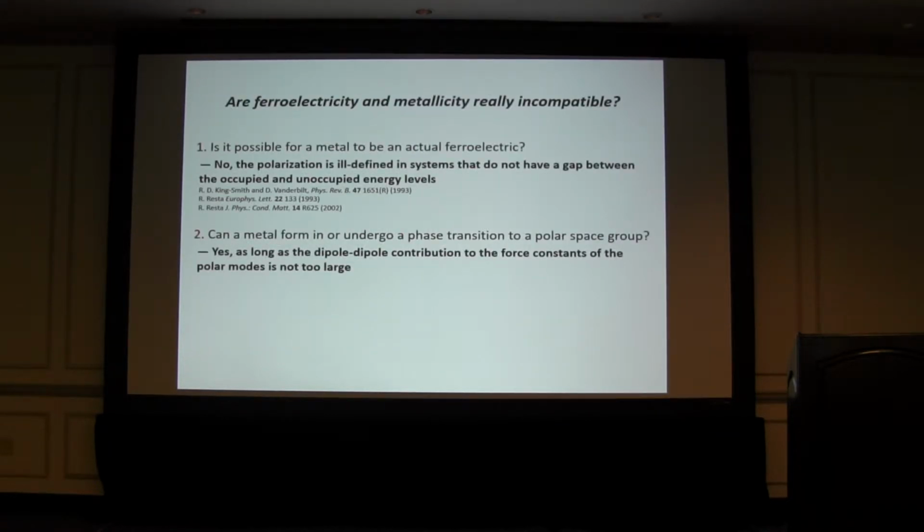Okay, so then to the second question, can the metal form in or undergo a phase transition to a polar space group? Yes. This second caveat, or this sort of second bit, I think is too restrictive because barium titanate has a very large dipole-dipole contribution to the force constants of the important atoms, and even there you can withstand some electrons floating around and still have a polar phase.